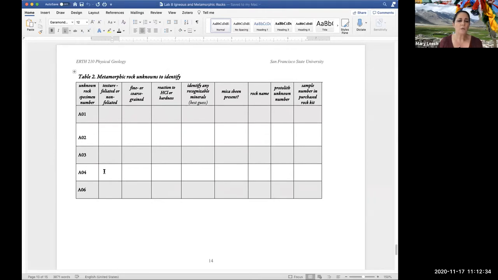Foliated or non-foliated. Some people, okay, so if you see any planar elements in the metamorphic rocks I give you, that's a foliation. Any plane, whether it's the top or the bottom or something in the middle, if you see a planar element, go ahead and call that a foliation. If it's a sedimentary rock, it's a bed.